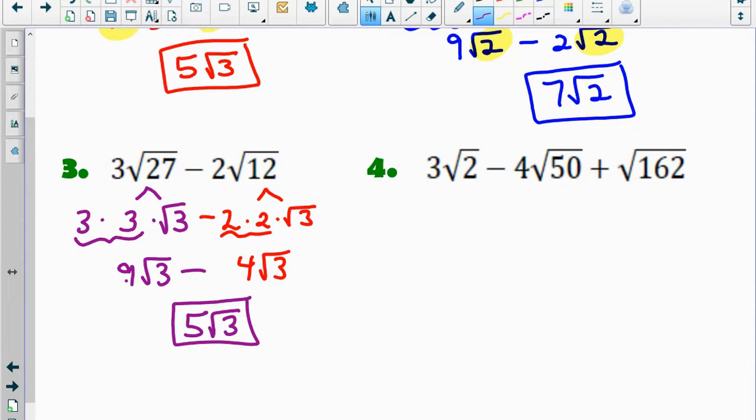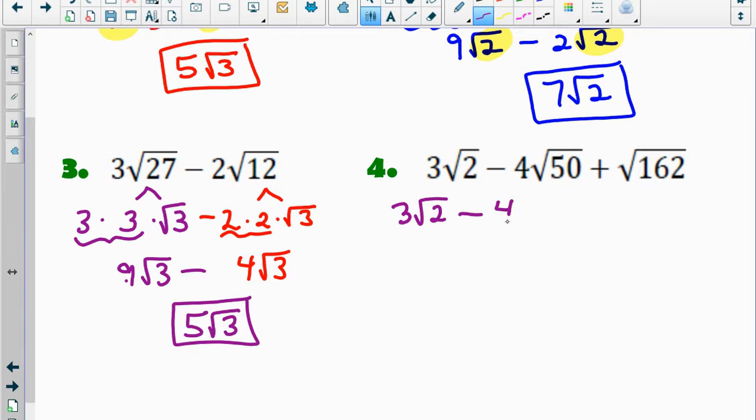In our last example, we have 3 square root of 2, and then minus 4 square root of 50. Those are different radicals. And then square root of 162, the last radicand, is not going to be the same either. So right now I can't combine anything the way it is. Let's see if each part can be simplified. 3 times the square root of 2 can't be simplified because the square root of 2 is as simplified as it gets. For the next part, 4 times the square root of 50.